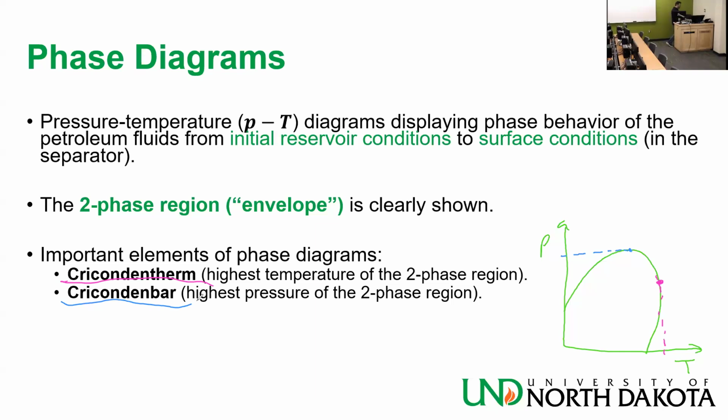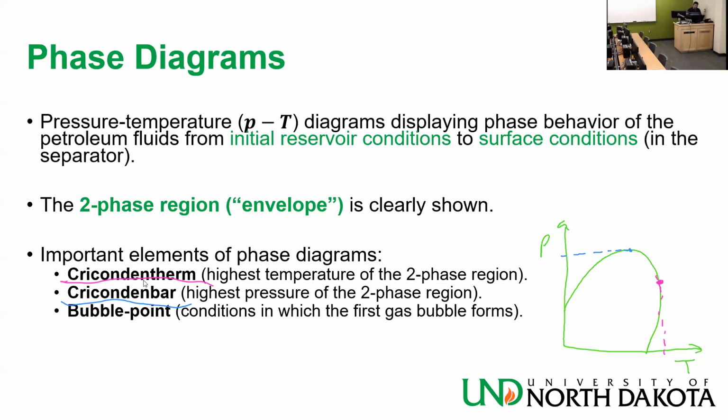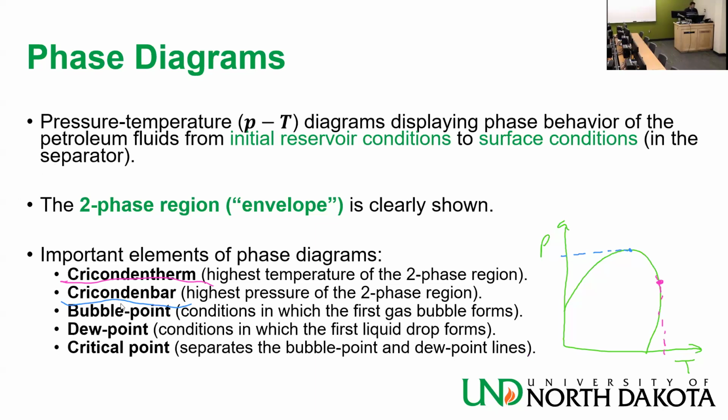Those are important points on the two-phase region, as well as the bubble point, which is the conditions at which the first gas bubble forms, the dew point, which is the conditions at which the first liquid forms, and then the critical point. So I'm going to show all this together because they are all related. We showed the cricondentherm, we showed the cricondenbar. Let me make the critical point. Let's just say this one here. I drew it arbitrarily, but it can be further to the left or further to the right along that ellipse.